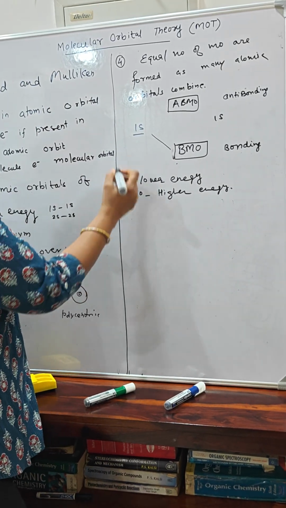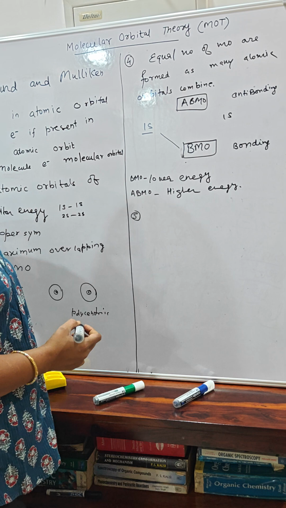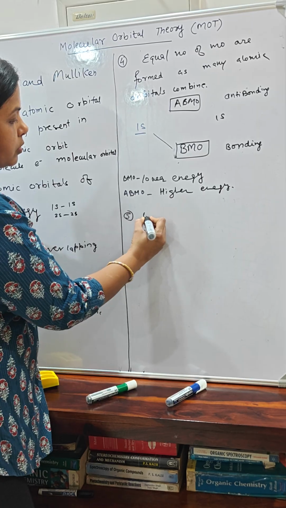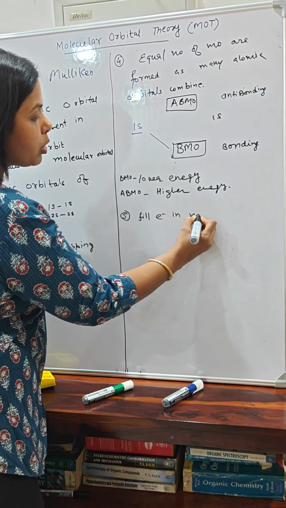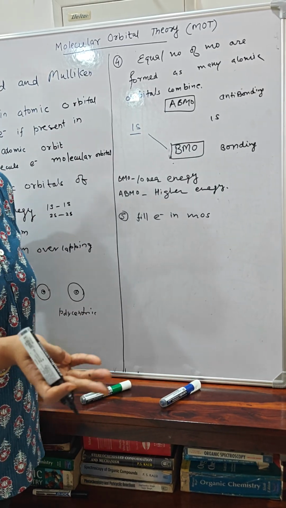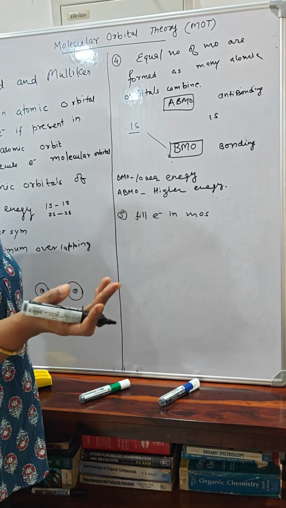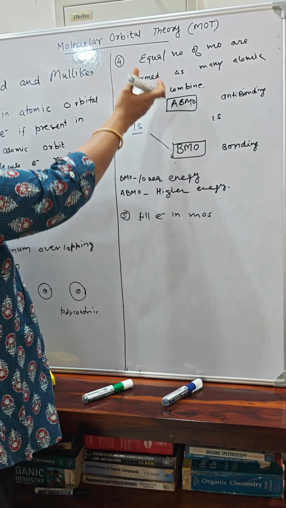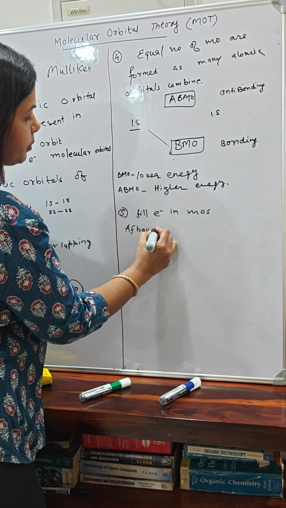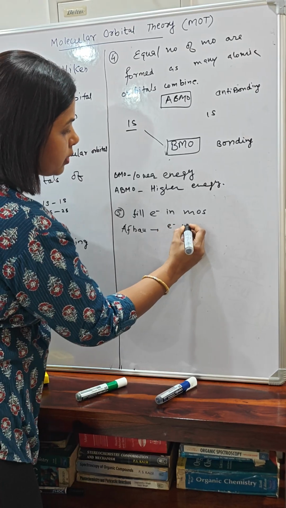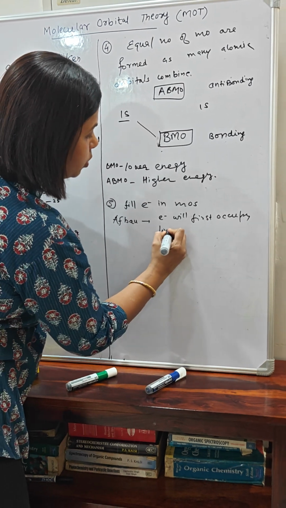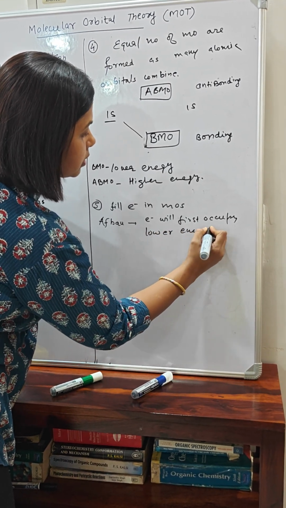Now the fifth point is that when we try to fill electrons in these molecular orbitals, similar rules like the Aufbau principle, Pauli's exclusion principle, and Hund's rule are followed. The Aufbau principle says that an electron will first occupy a lower energy orbital.